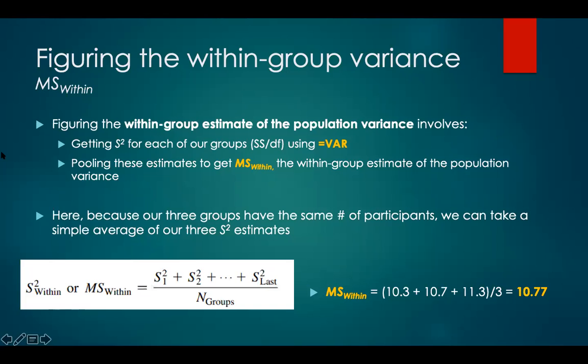So figuring the within group estimate of population variance involves getting the S squared for each of our groups, sum of squares divided by df, but instead we're going to use this equals VAR function to save us some time. And then pooling these estimates to get mean squared within, the within group estimate of population variance. Because our three groups have the same number of participants, we can take a simple average of our three S squared estimates to get our mean squared. So let's move over to Excel to look at how we do this.